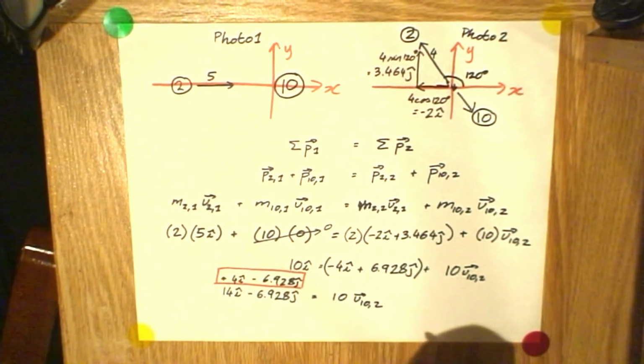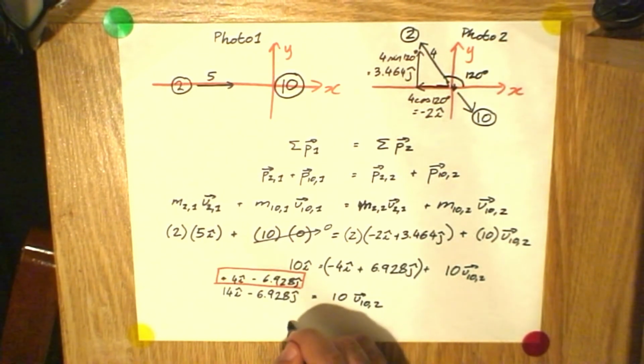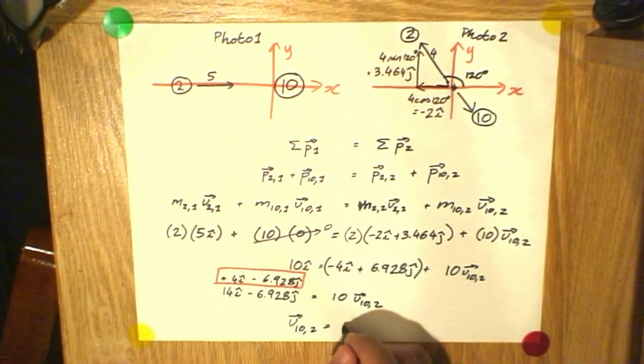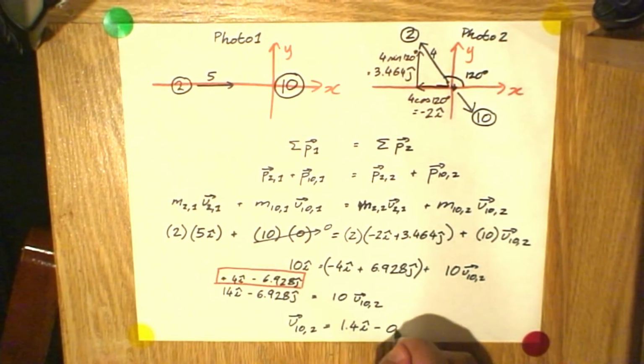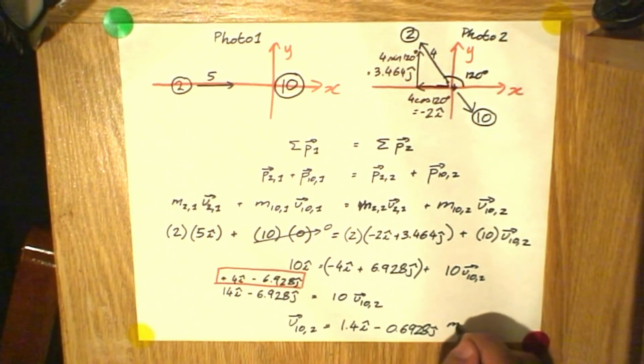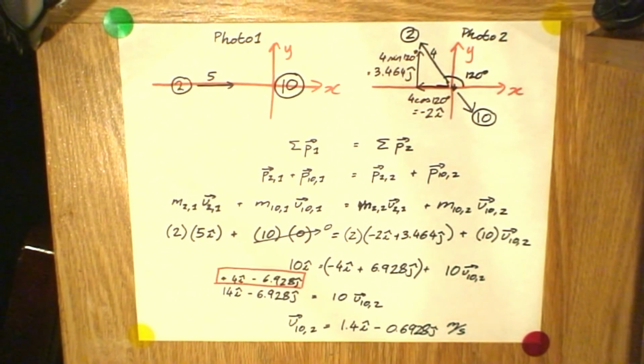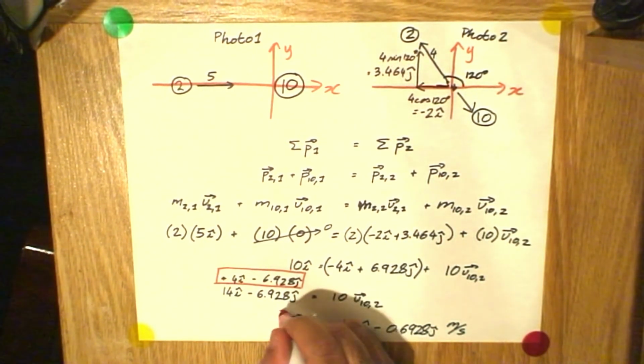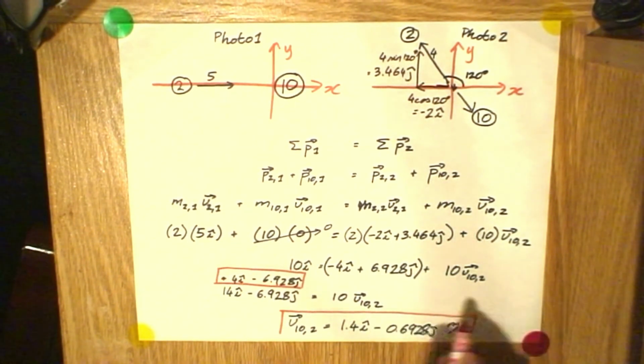So the last step is now to divide both sides by 10, and that gives us the velocity of the 10 kilogram object in photo 2 as 1.4 i hat minus 0.6928 j hat, and this is measured in meters per second. So this is now going to be the velocity of the 10 kilogram object after the collision.